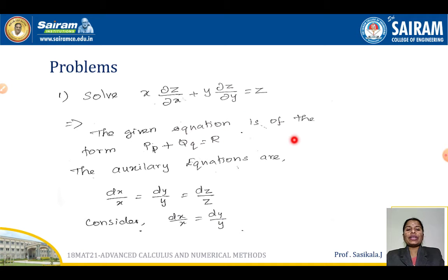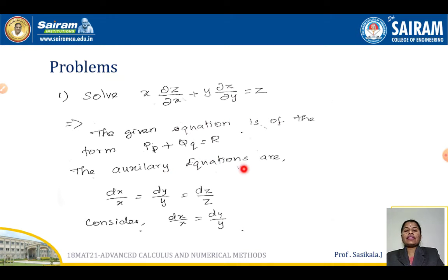The given equation is of the form Pp + Qq = R. The auxiliary equations are... in this format, is that right? ∂z/∂x is nothing but small p, and ∂z/∂y is nothing but small q. And here I'm considering the right side in terms of capital R.